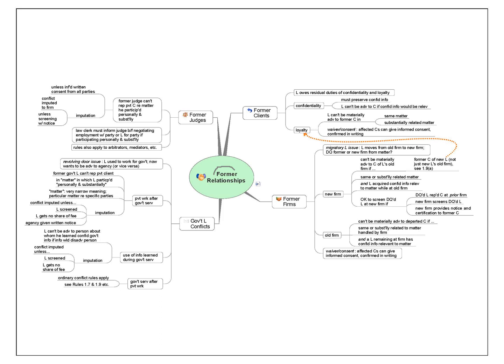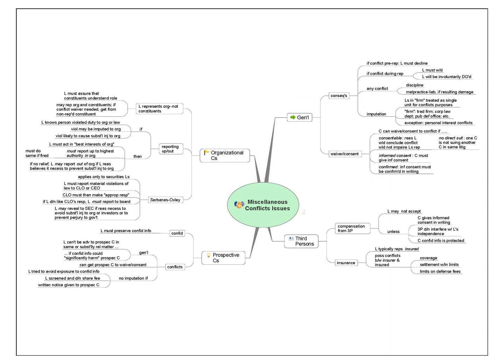Last issue on former relationships, former judges. A former judge can't represent a private client in a matter that he participated in personally and substantially unless informed written consent is received from all the parties, and this conflict is imputed to the firm unless the judge is screened and notice is given. As to law clerks, a law clerk has got to inform her judge before negotiating employment with a party or a lawyer for a party if the clerk is participating personally and substantially on the matter, not if her co-clerk is working on the matter, for example. And these rules also apply to arbitrators, mediators, etc.